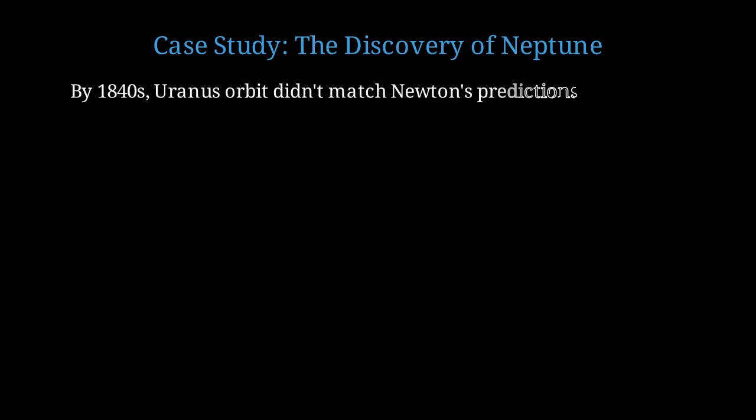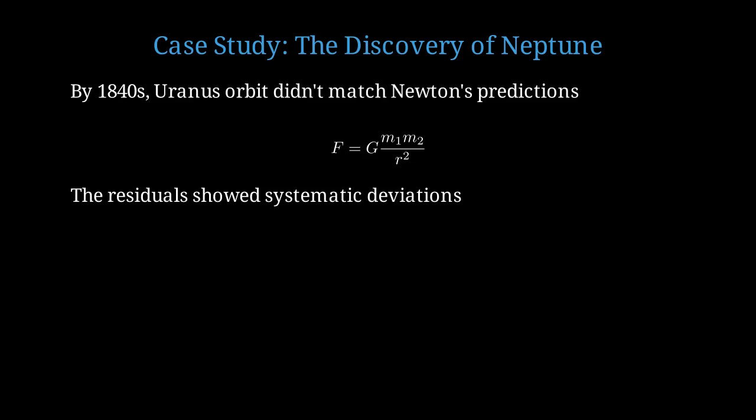By the 1840s, astronomers had decades of observations of Uranus. But its orbit didn't match the predictions from Newton's laws of gravity when only considering the known planets. Newton's law of gravitation, F equals G m1 m2 over r squared, had been incredibly successful. But something was wrong. The residuals between predicted and observed positions showed systematic deviations that grew over time.